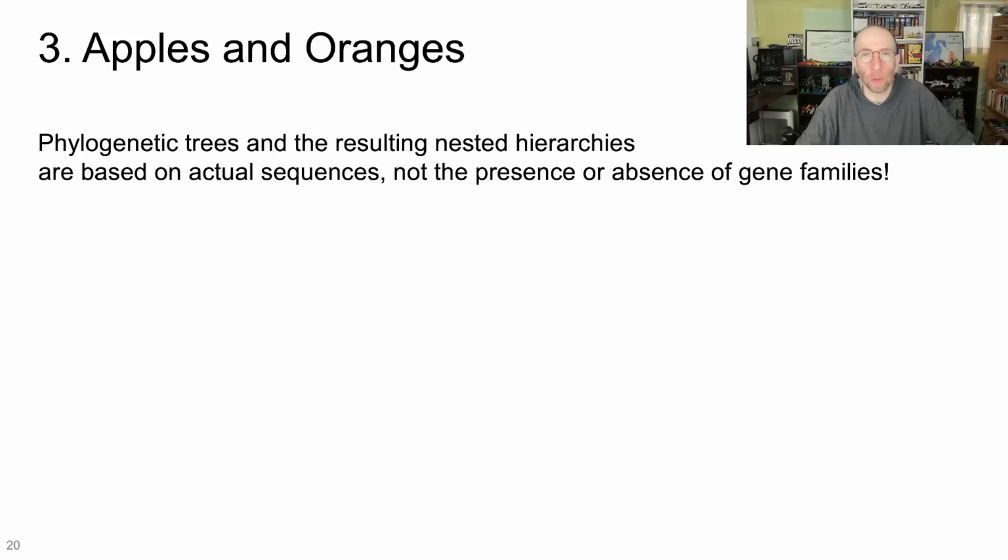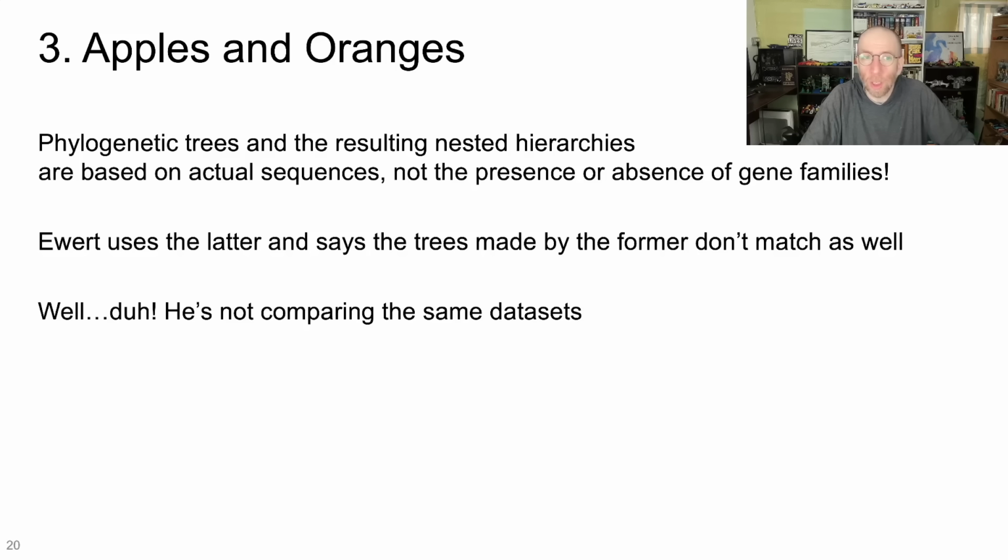Phylogenetic trees and the resulting nested hierarchies are based on actual genome sequences, not the presence or absence of gene families. Ewert uses the latter and says the trees made by the former don't match as well. Well, duh, he's not comparing the same data sets. We don't make phylogenetic trees based on gene families. We make them based on sequence alignments and comparisons.